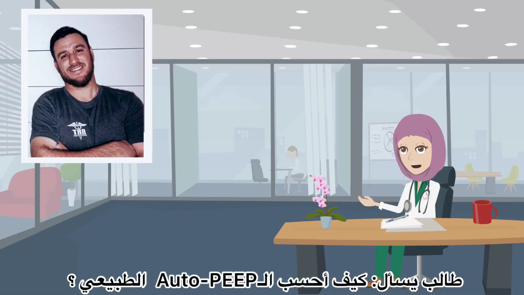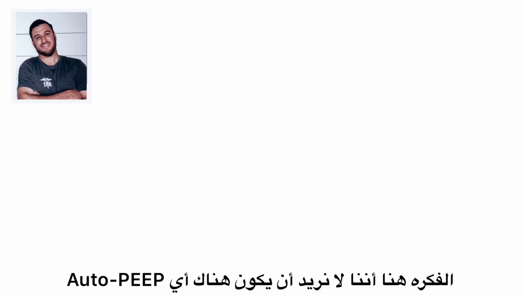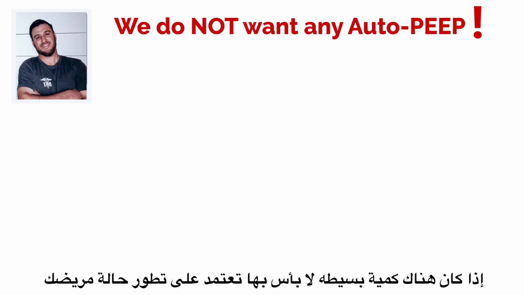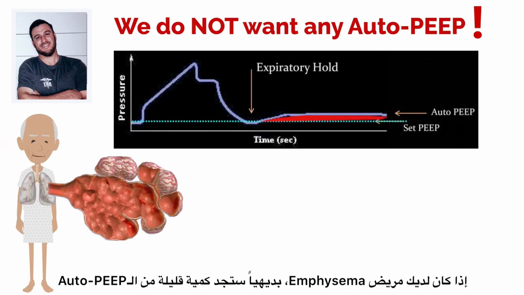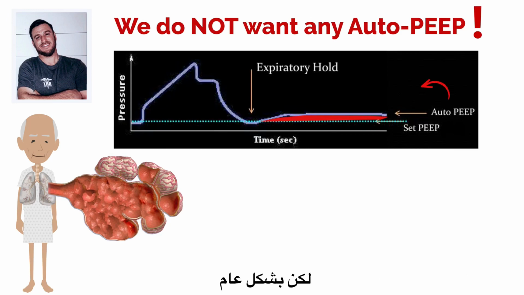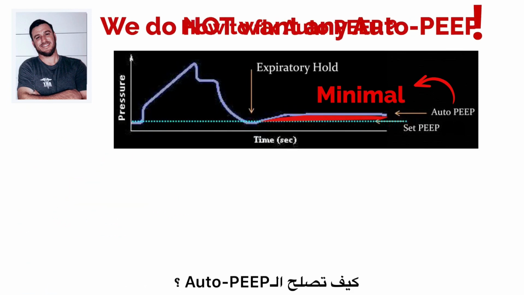Okay. A student is asking, how can I calculate the acceptable auto PEEP, and how can I resolve the auto PEEP if I had to? So I think the key here is that we basically don't want any auto PEEP. If you have a small amount, I guess it's okay depending on your patient's disease process. So your COPD or emphysema patients, obviously they may have a little bit of auto PEEP, but in general, you want your auto PEEP to be minimal. How do you fix auto PEEP?